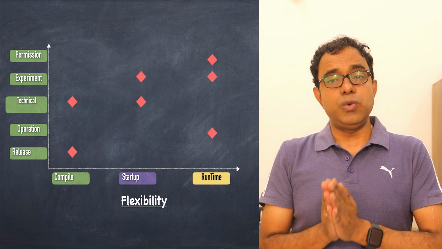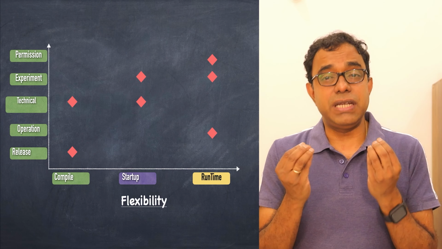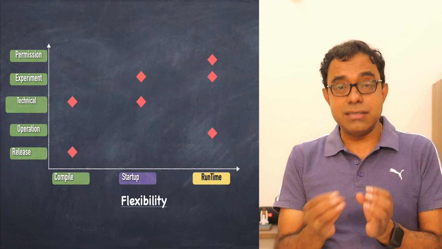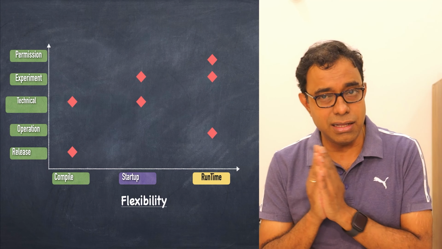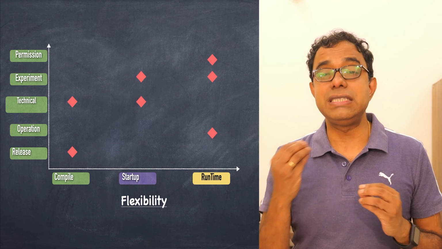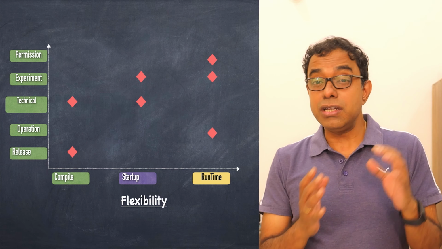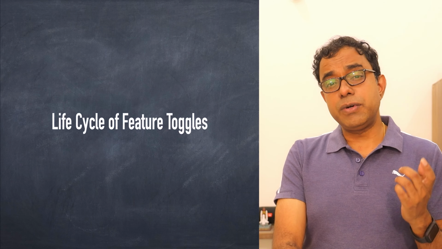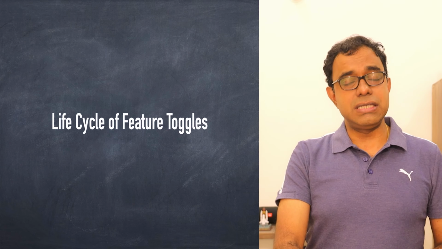Okay, so this is the generally accepted norm. But it is not sacrosanct, or this is not something that is written in stone. You can change that, but this is what you will come up with most of the time. Now let's talk about the life cycle of all these toggles.